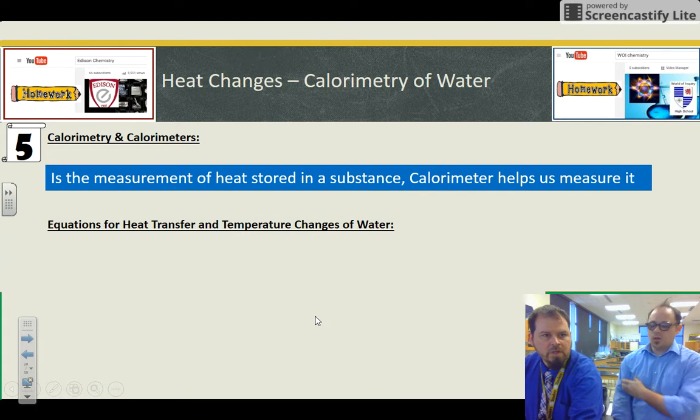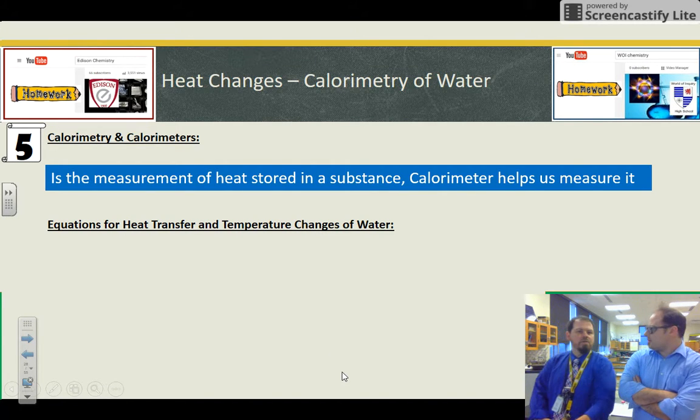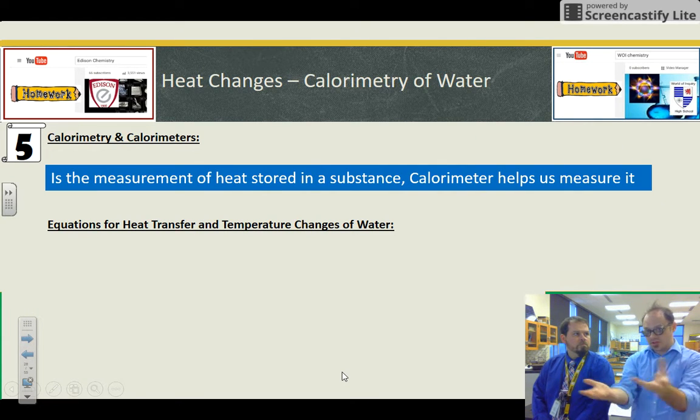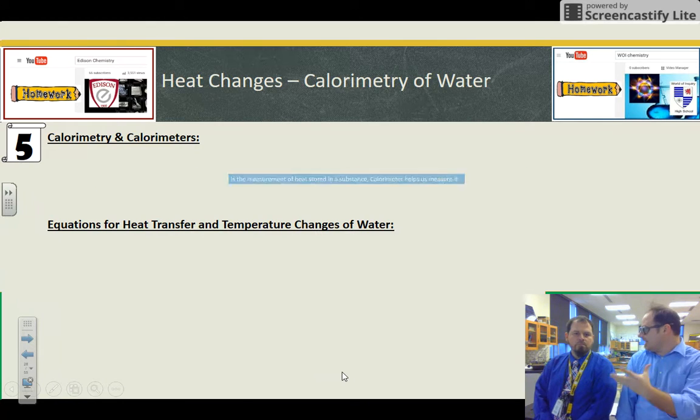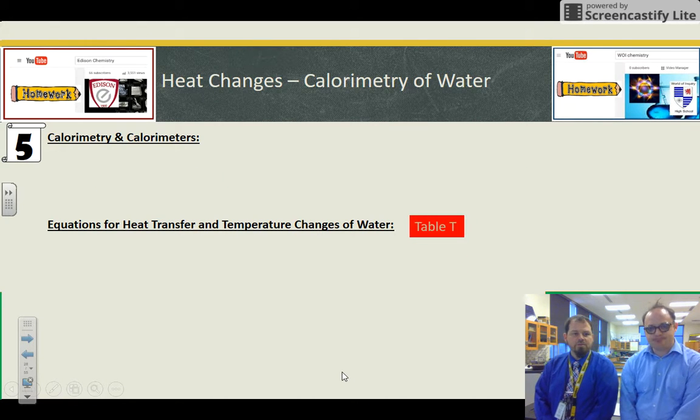The measure of heat stored is what we call calorimetry, and a calorimeter is what we use to measure that. Every food item in America has calories listed on it. They do this process using a calorimeter to figure out how much heat energy is in your food. It was in your bell work today, actually.